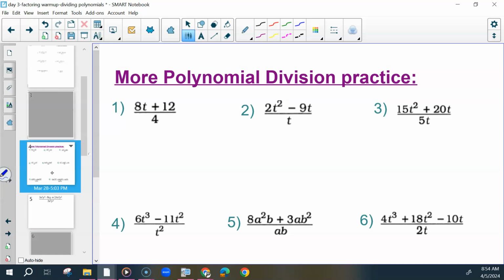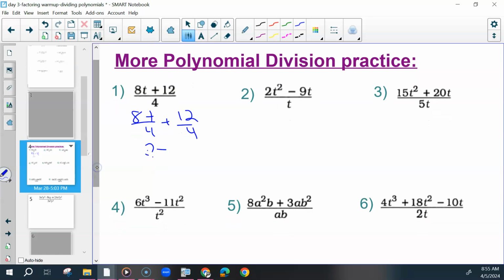Here we are dividing different polynomials by monomials, one term. And these can be done one of two ways: by factoring out the GCF or by separating. I'm going to show you both. So in number 1, if I separate this, I'm going to take each term and put it over 4, and then just divide those. What would that give us? 2t plus 3. And that would be our answer.